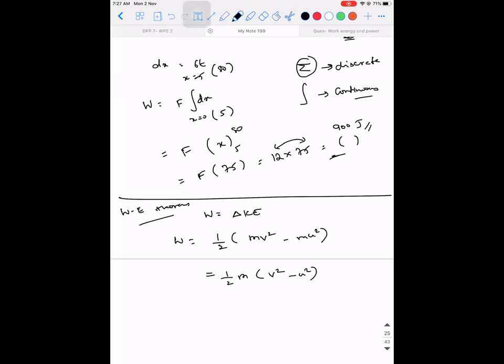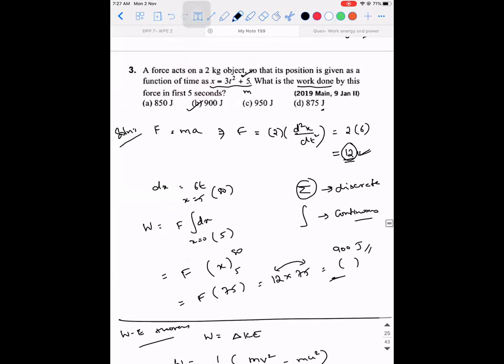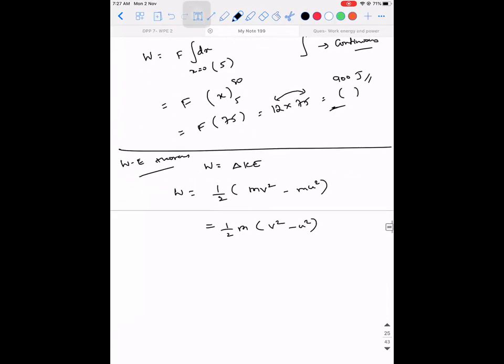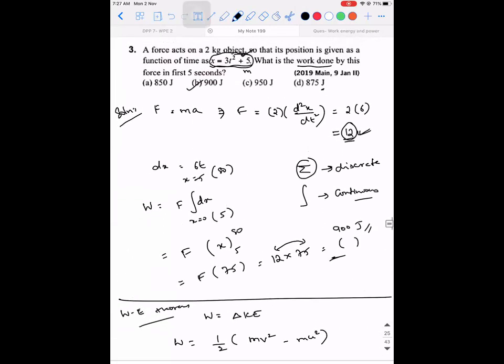Is it easy for us to calculate v and u? So x is equal to 3t square plus 5. So dx by dt is 6t. Half into mass is 2. So x is equal to 3t square plus 5, so velocity will be 6t. So what is the velocity at 0?